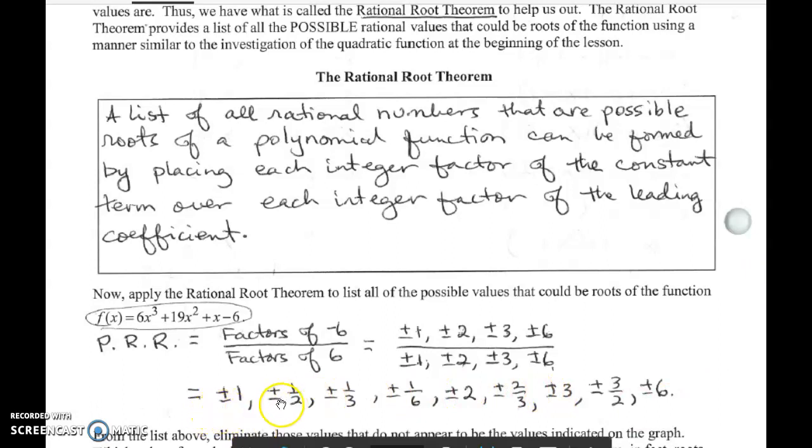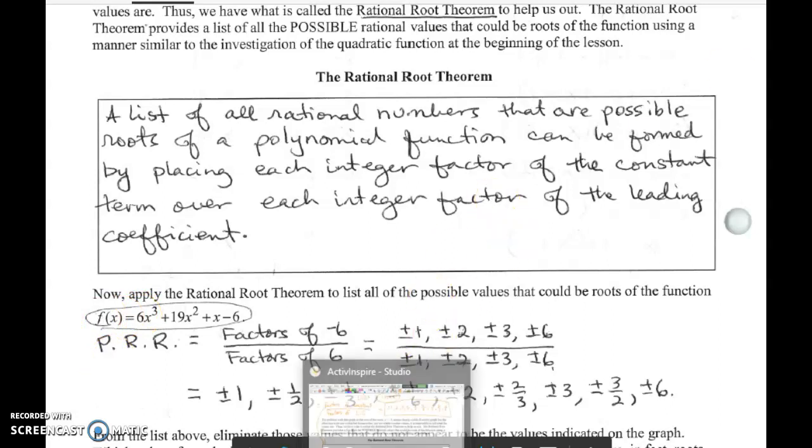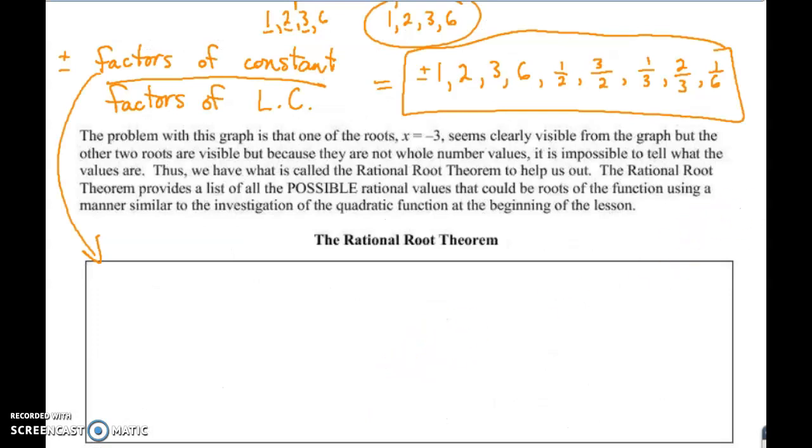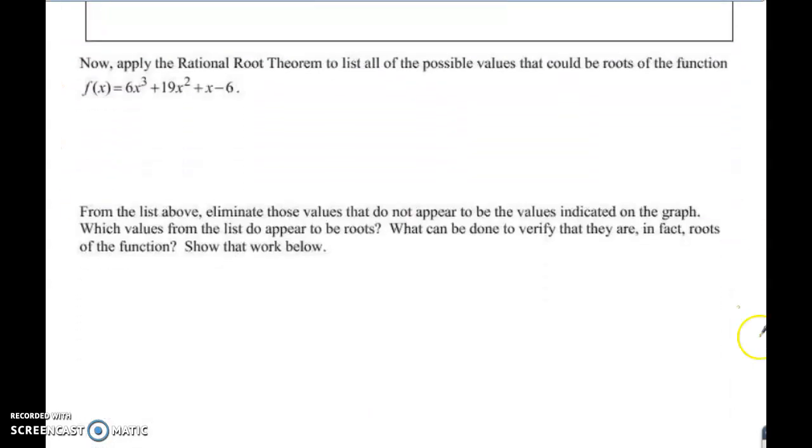Notice how this individual likes to write out plus or minus, plus or minus, plus or minus. I tend to get lazy, but this is the same problem that I just did. So I'm going to go back to the notes, so feel free to pause, write down anything you need to as I go on to the next problem.